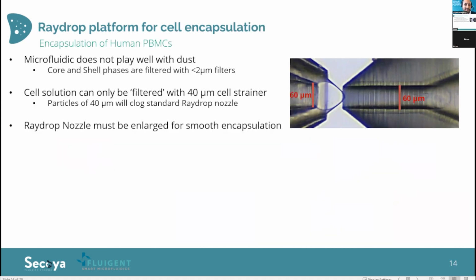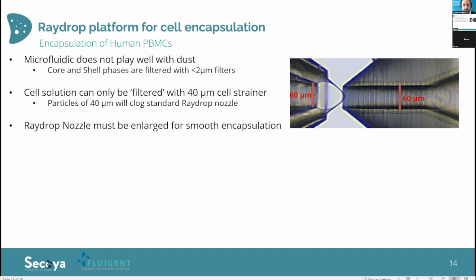When you work with microfluidic, you want to avoid dust and particles in your system because they will clog your system. For instance, we usually filter our solution with 0.2 micrometer filters. However, cell solution cannot be filtered, and the best that can be used are 40 micrometer cell strainer. This will lead to particles up to 40 micrometer being present in your solution. Therefore, in such a case, it is best to use a slightly larger nozzle than our original design with a core nozzle of 30 micrometer.